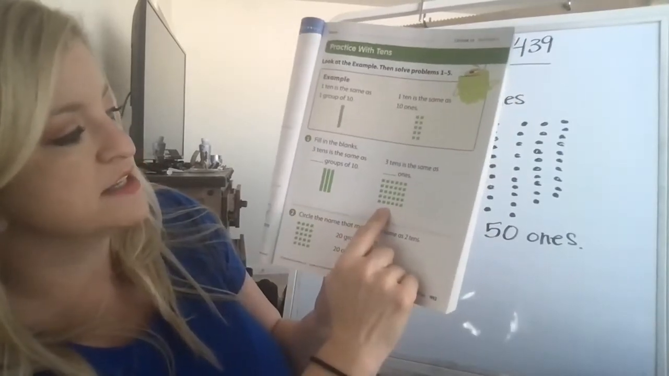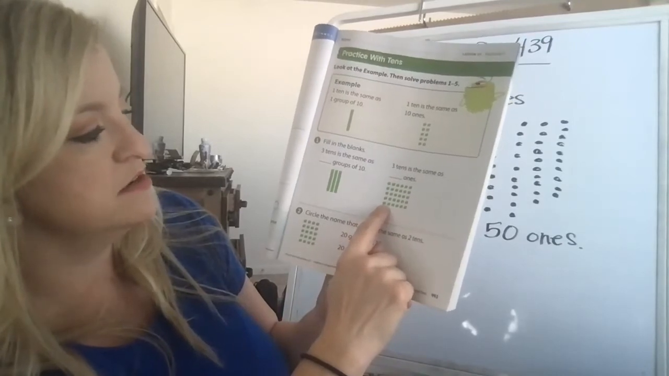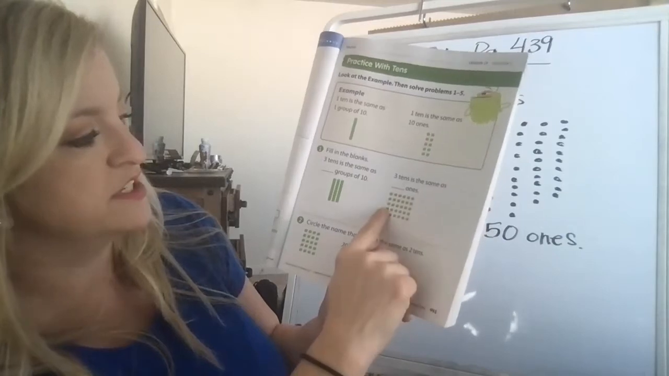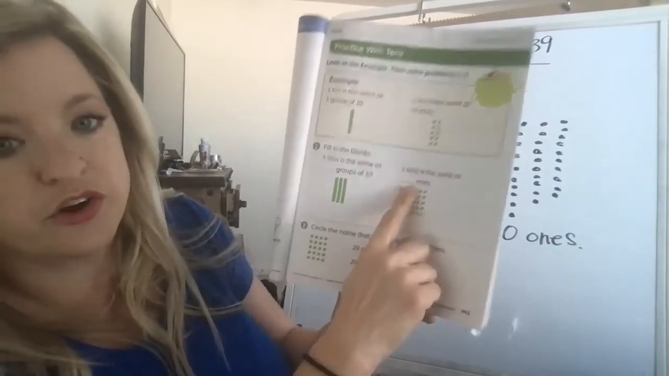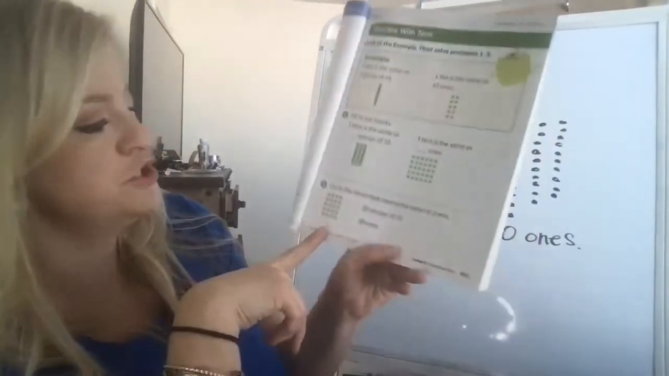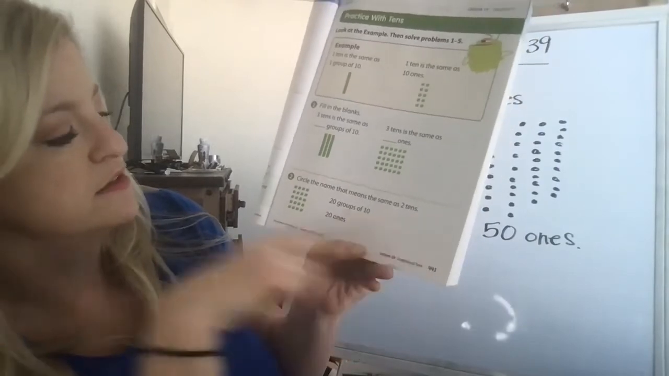So 3 tens is the same as 3 groups of 10. 3 tens is the same as how many ones? Well, this is a group of 10, 20, 30. So in 3 tens, there are 30 ones. Okay. Number 2, circle the name that means the same as 2 tens.